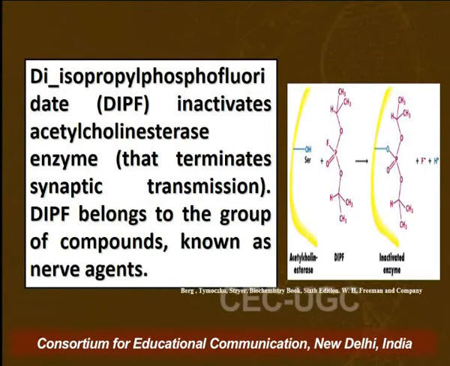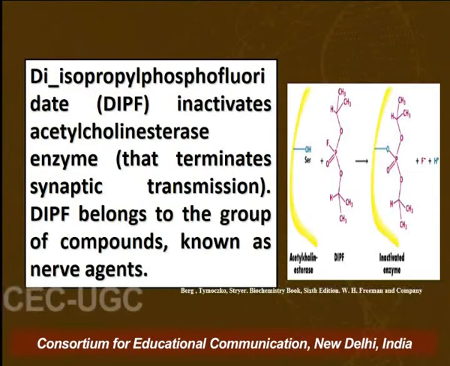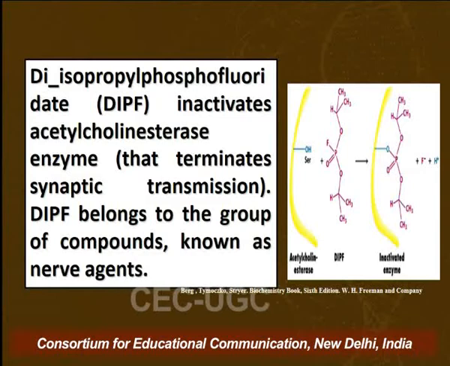DIPF belongs to a group of compounds which are many times referred to as nerve agents, because they directly inhibit the synaptic transmission by irreversibly binding to that enzyme and inhibiting it. So this acts as a group reagent. Now the next irreversible inhibition comes as the reactive substrate analogues.